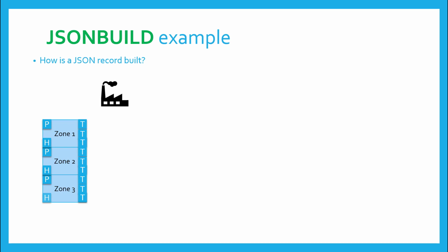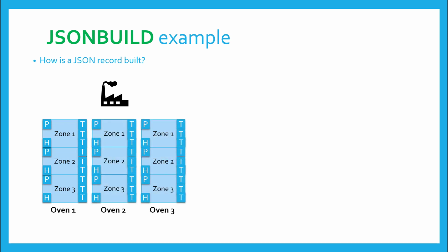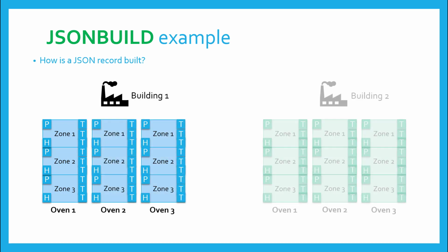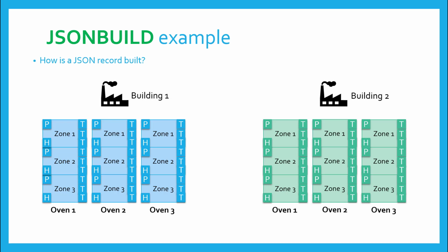Further, let's say it measures the humidity. Now that's quite a bit of information, but let's make it even more interesting. Instead of just one oven like this, let's say there are 3. And further, let's say there's an entire other building in this plant with an identical configuration. This indeed is a lot of information. But even so, we want to make this information available so that these processes could be monitored remotely.